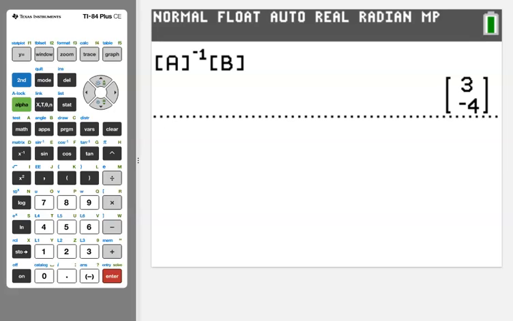We are going to solve matrix equations using the graphing calculator. This is Calculator Workshop 7.